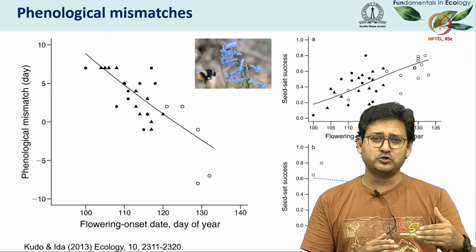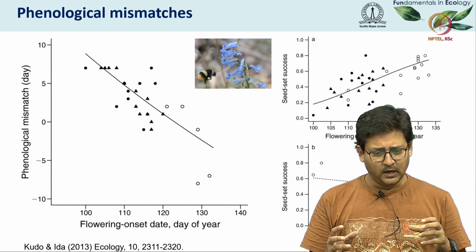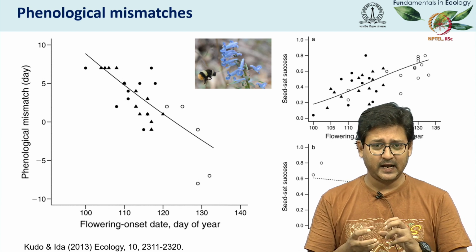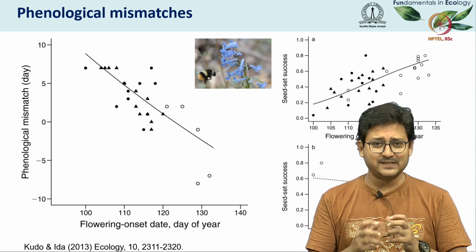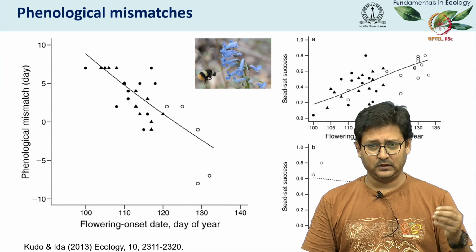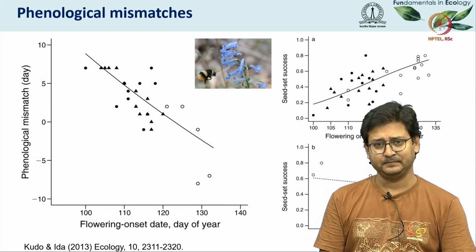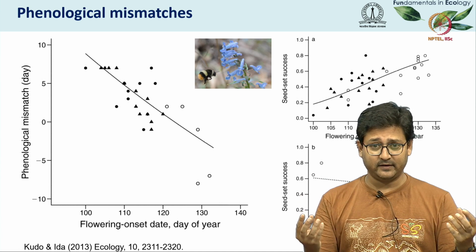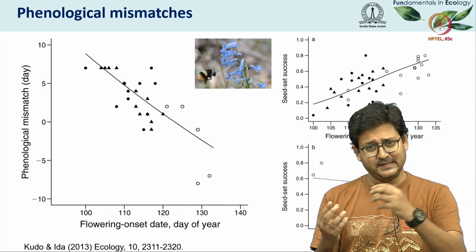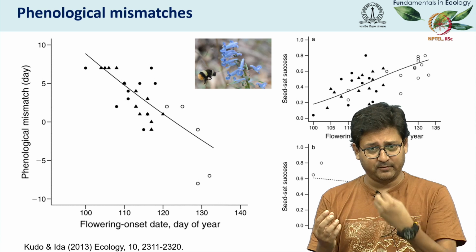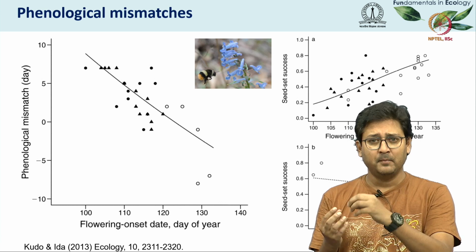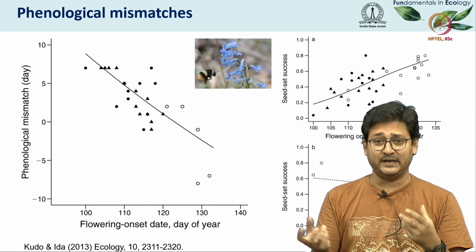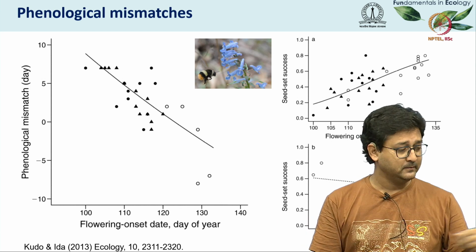Now, over evolutionary time, the timing of the bumblebee's emergence has co-evolved to coincide with the flowering of these plants. And so when the plants flower, the bumblebees are also active, and the bumblebees then feed on nectar. They get a reward from feeding on that nectar, but they also provide a service, which is pollination, to the plant, and so the plant also benefits. So it's a symbiotic relationship.